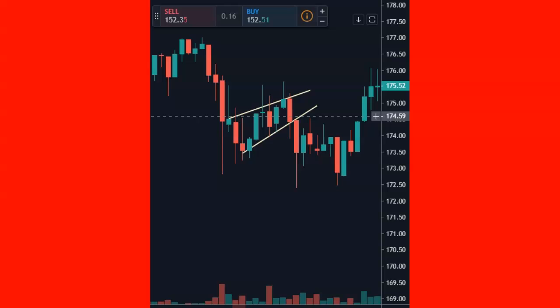Look, guys, girls, ladies and gentlemen, today we went over the rising wedge and the falling wedge, the bullish version and the bearish version. And this is just part one of this series.